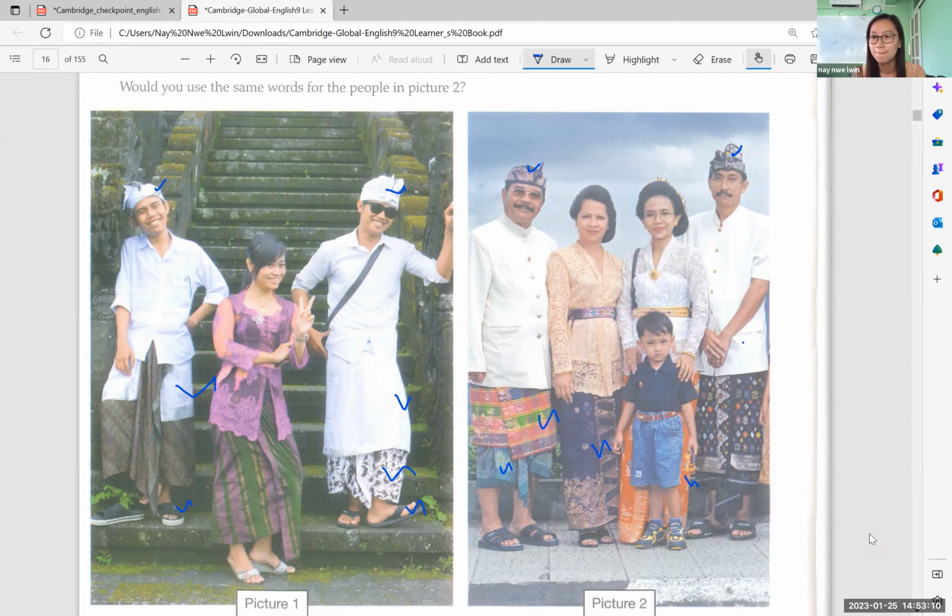The jacket, how do we call that? Type, yes, that's it.